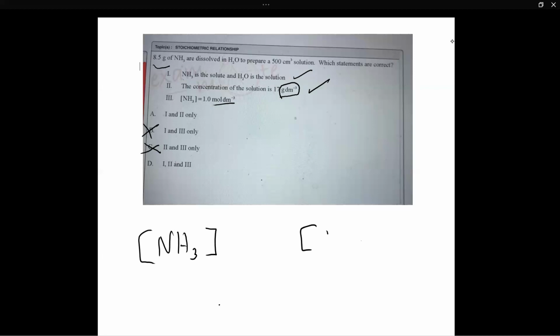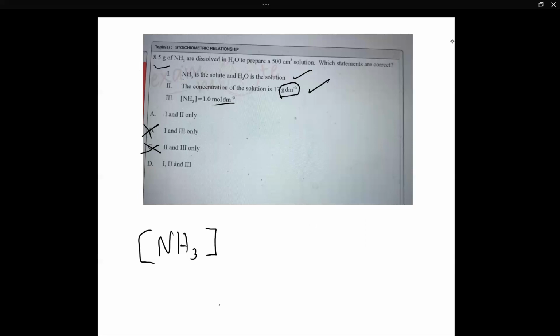So for example, you could have seen this H plus, so it's basically concentration of H plus. You can see something like this, so it would be concentration of sulfuric acid. So that's basically what the notation for concentration is. Now they're saying here in fewer words that the concentration of NH3 is equal to 1 mole per decimeter cubed.